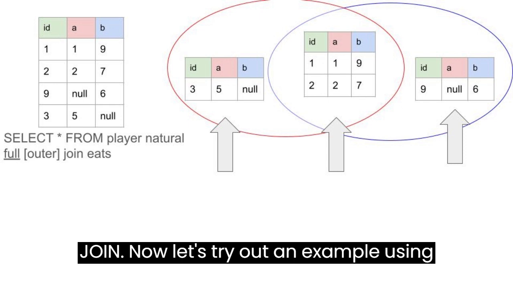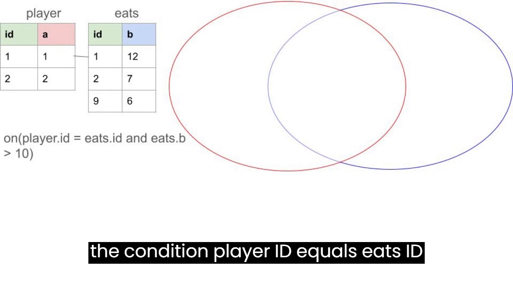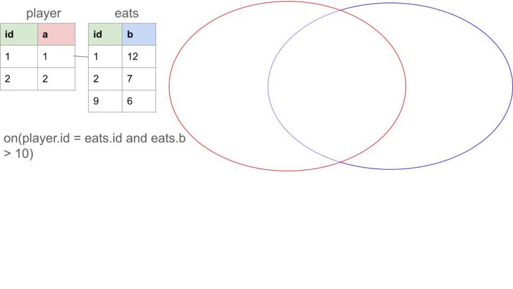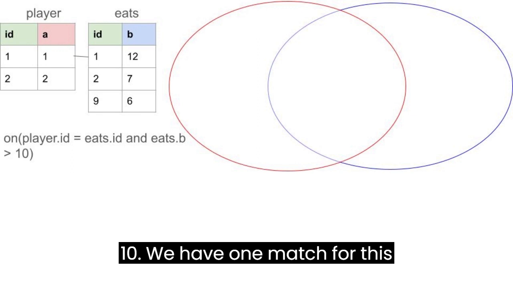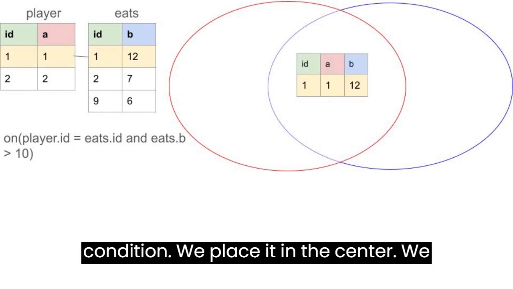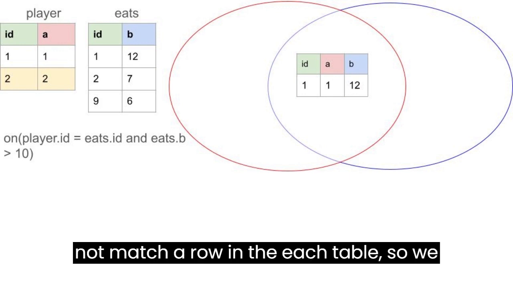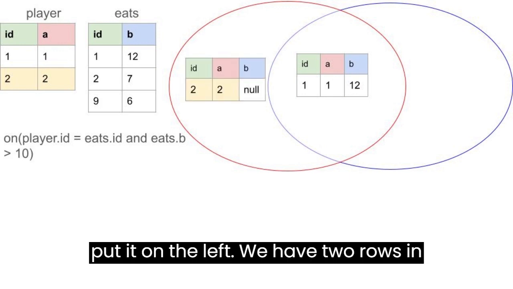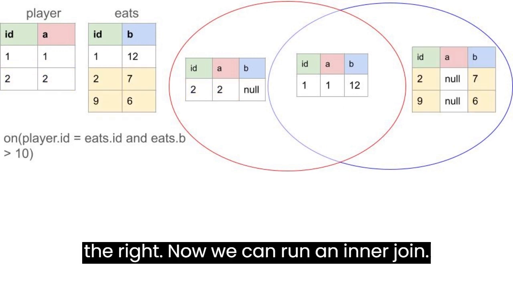Now let's try out an example using the ON join condition. Here, we are using the condition player ID equals each ID, and if each B attribute is greater than 10. We have one match for this condition. We place it in the center. We have one row in the player table that did not match a row in the each table, so we put it on the left. We have two rows in the each table that did not match a row in the player table, so we put them on the right.